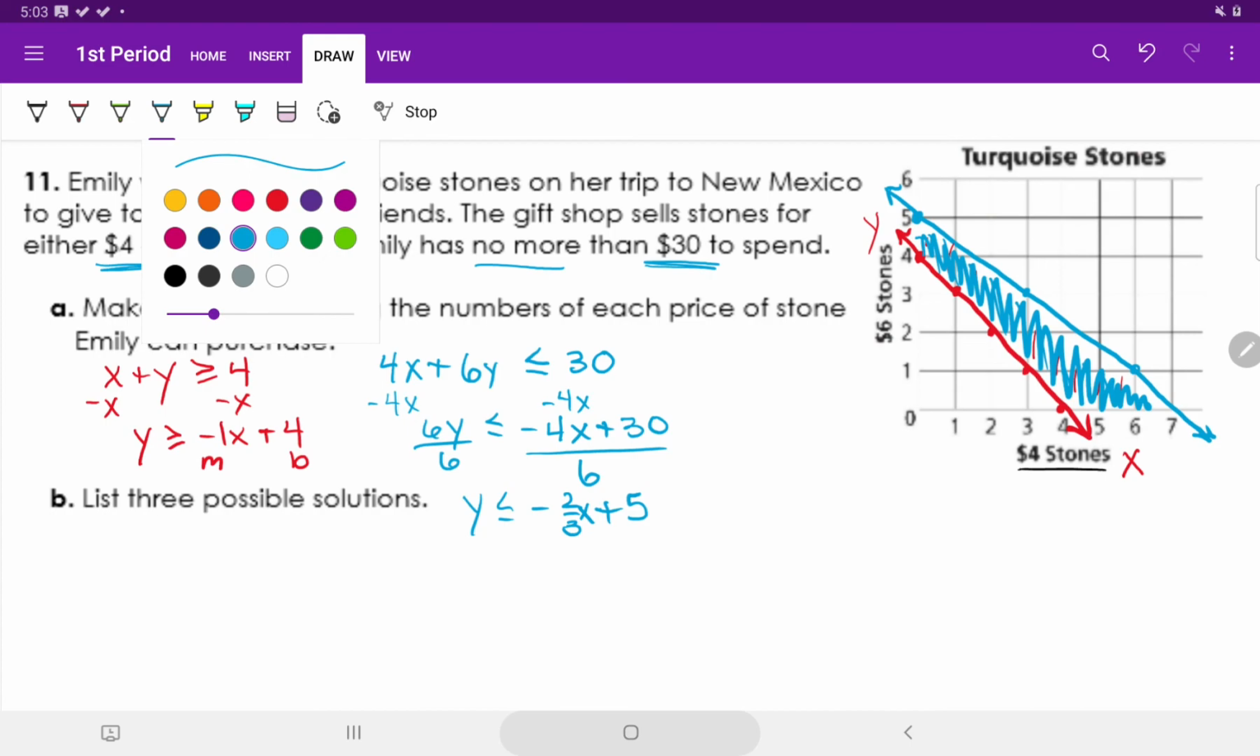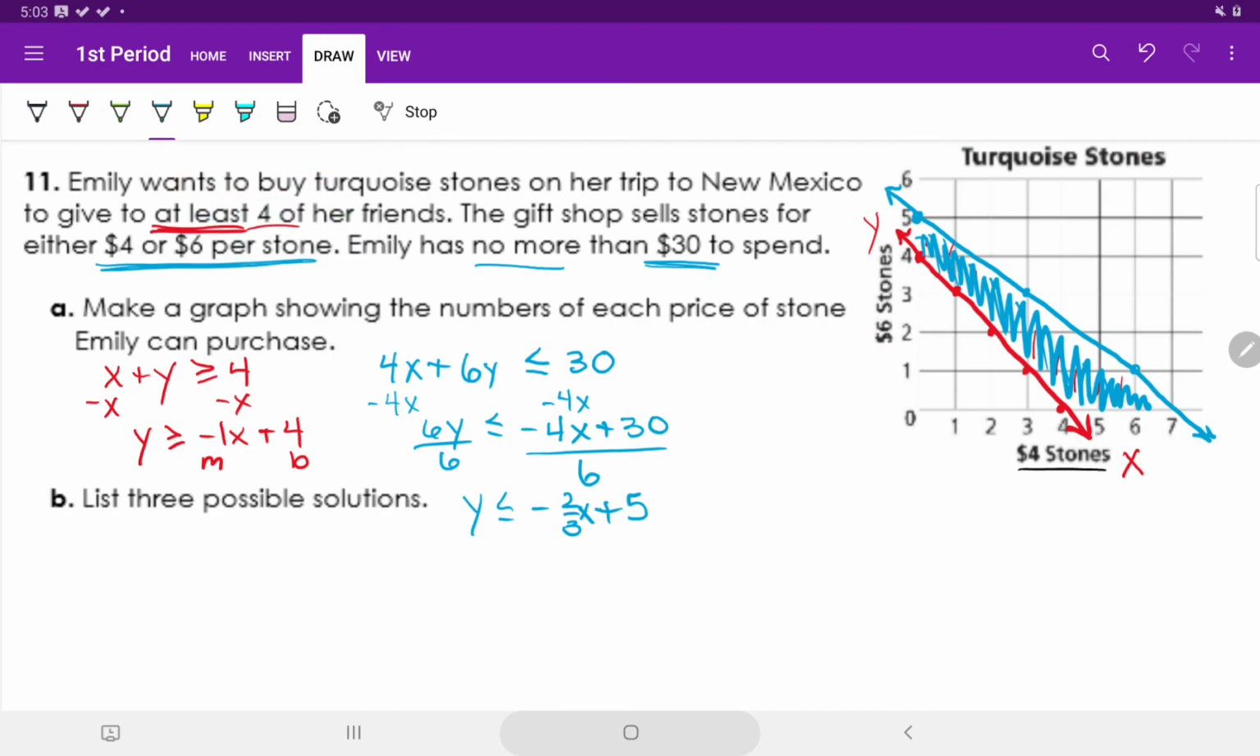Part B asks us to list 3 possible solutions. So we can pick any points in the shaded region or on the lines. It can be on the lines because these are solid lines and solid line points are included in the solution. So I'm going to pick this point, and this point. Emily can buy, let's look at the first point I drew on the left.